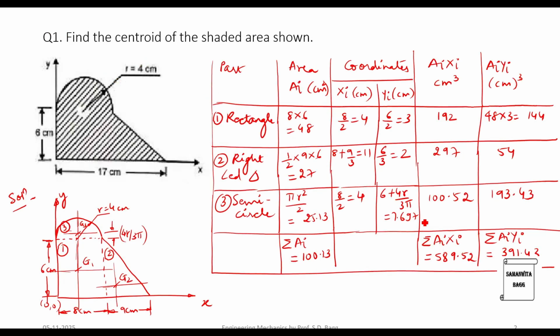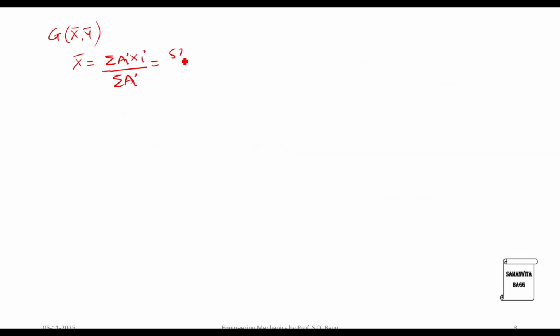We'll first write down G corresponds to x bar, y bar. X bar has formula summation of AI xi upon summation of AI. So this value of AI xi is what I'm going to use, 589.52 divided by, this is 100.13. So this value is 5.88 centimeter.